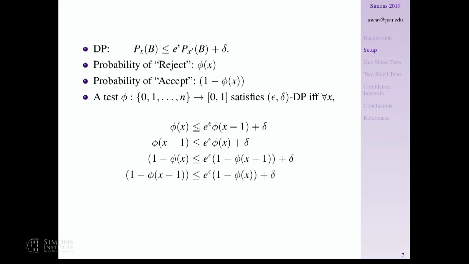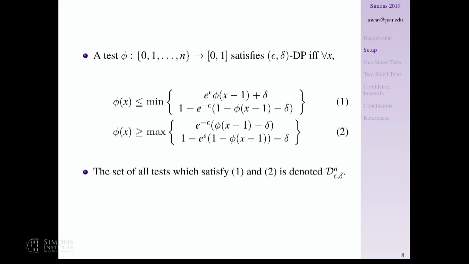Now, it's going to be convenient later to arrange these in a slightly different way. We're going to write it in a way so that we can define phi recursively. If I take phi of 0 given, then I have 2 upper bounds and 2 lower bounds on phi of 1. And so I can relate phi of x in terms of phi of x minus 1.